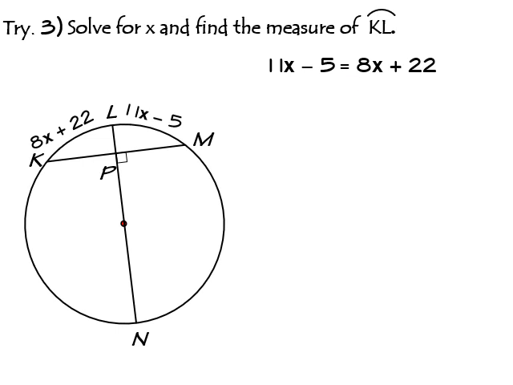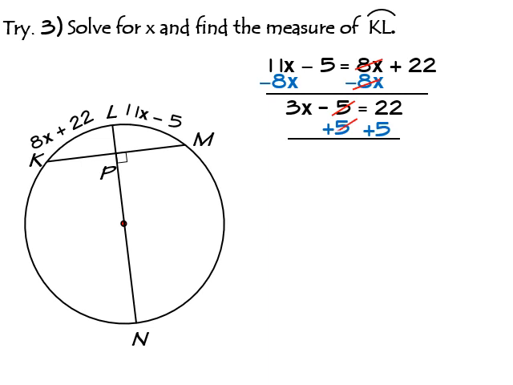Minus 8x from both sides. Let's go ahead and do that. Cancel it out. 11x minus 8x is 3x. Drop the negative 5. Drop the equal sign. Drop the 22. Now we have 3x minus 5 equals 22. So to get rid of that negative 5, we have to add 5 to both sides. So I'm going to do that. 3x equals 22 plus 5, which is 27.